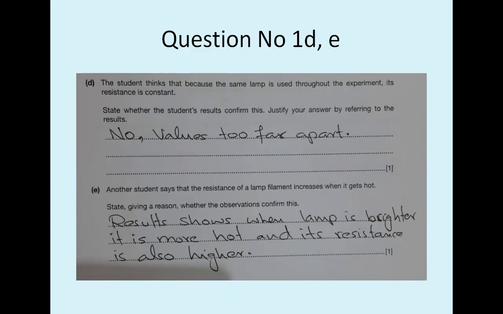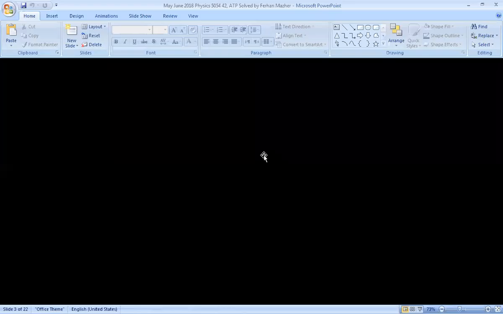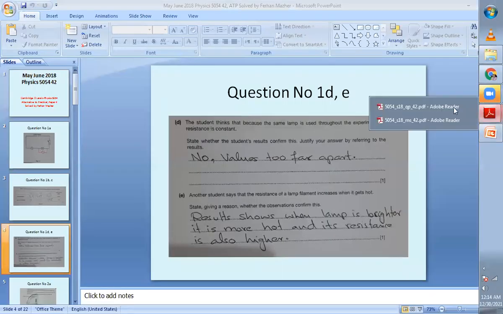So we think that when the lamp is hot, it's brighter, and we know from the values in the table that its resistance is also higher. In the D part, you are supposed to mention the table also. I just showed you the table, but I have not entered those values into my answer, but he said to refer to the values in the table in your answer. So that is the D and E part. The next part will be a different question, so we are almost done with this question.